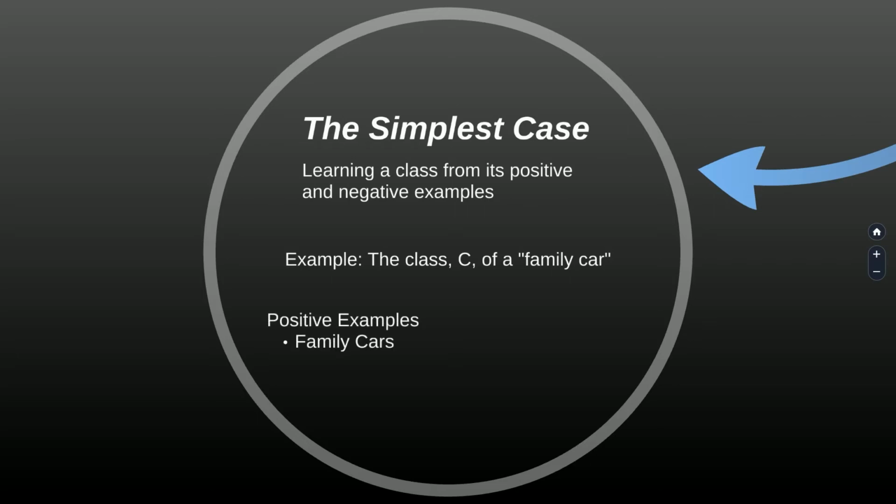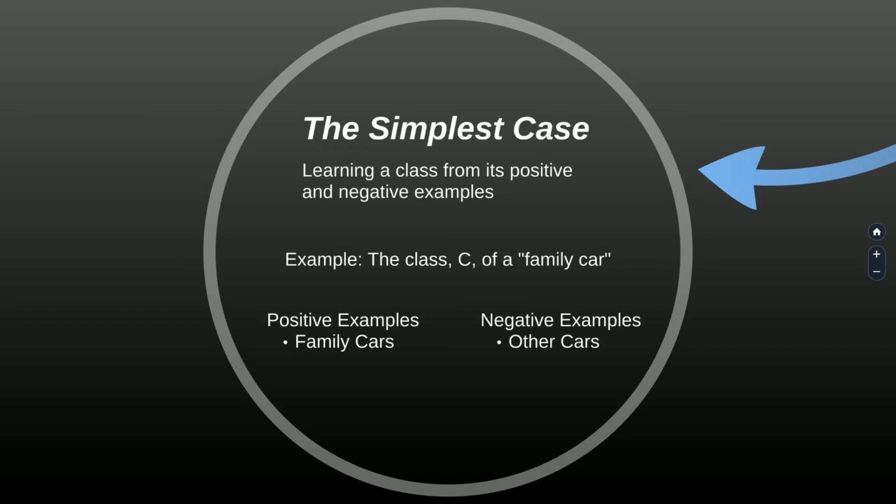So positive examples: family cars, these are going to be your minivans, your SUVs, anything with a high safety rating. On the negative example side, you've got maybe race cars and sports cars. Motorcycles, probably not a family car, whether or not you consider that a family car. Either way, we have positive examples and negative examples, and we're going to use these to teach our algorithm how to detect or determine the class C of a family car.